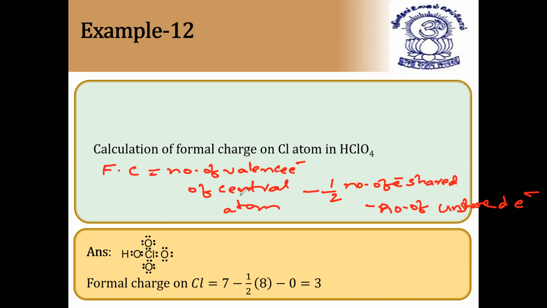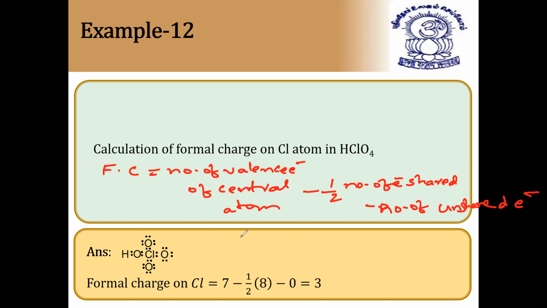So in this way you can find. Chlorine has how many valence electrons? We already know chlorine has 7. And how many electrons does it share? One electron with each oxygen, total 4, and one from each oxygen, total 4. So 4 plus 4 is 8, because it is forming 4 single bonds.